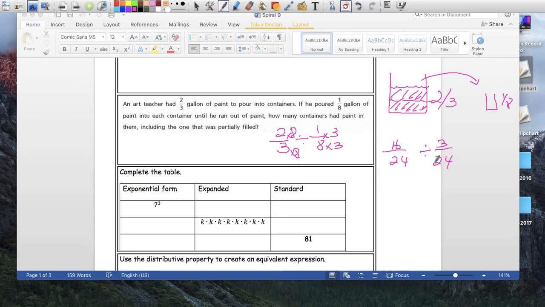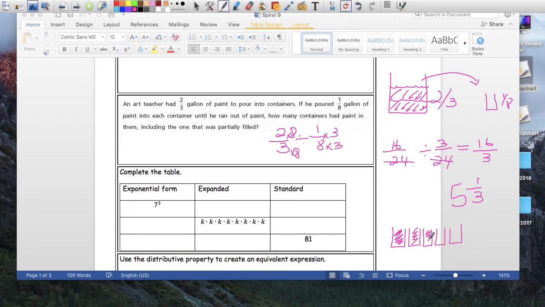So now that we have a common denominator, we can cross it out. We can rewrite this as a fraction, 16 over 3. And we can change it into a mixed number. 3 goes into 16 5 times. 3 times 5 is 15. We have 1 left over 3. So you're actually going to have 1, 2, 3, 4, 5 containers full of paint.